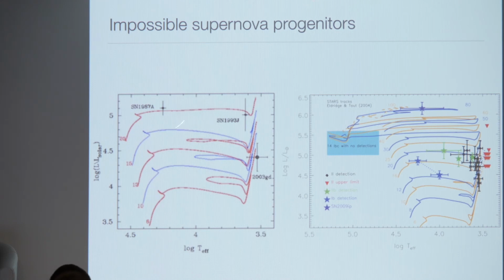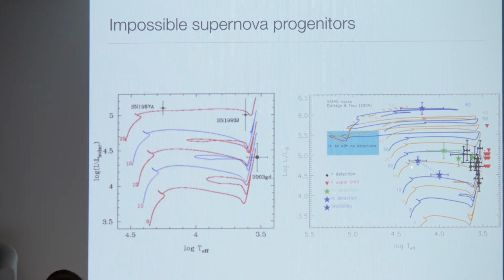And we will come back to this on Friday. This is one example. Now we have many progenitor detections, and we know many supernova progenitors are red supergiants, and that is what's expected.